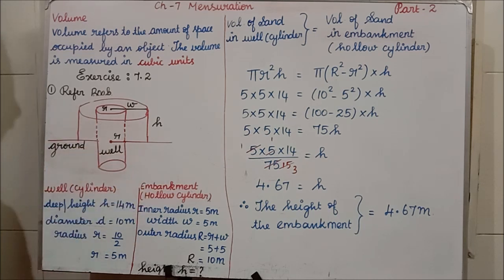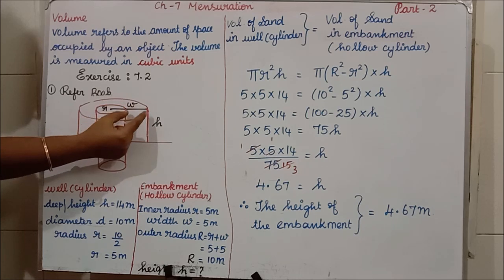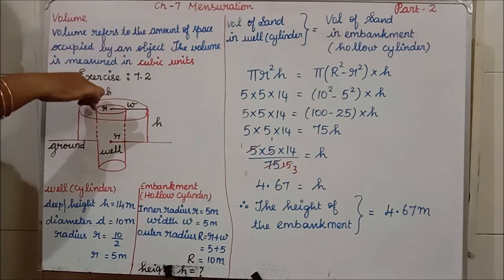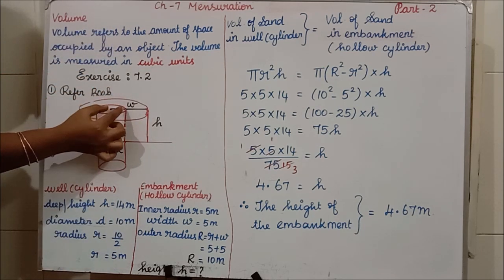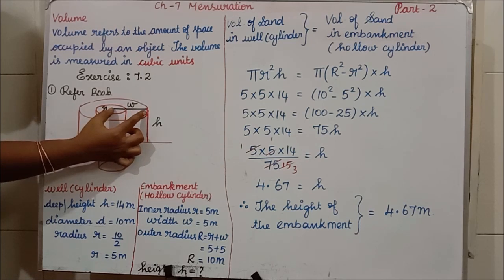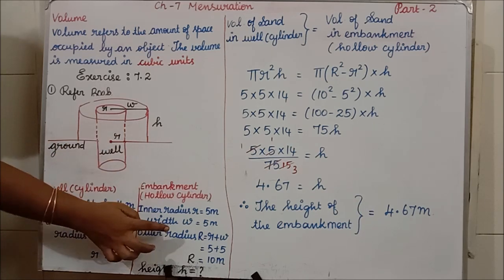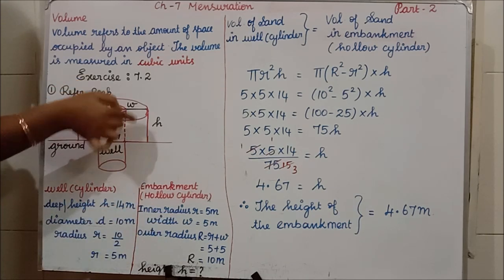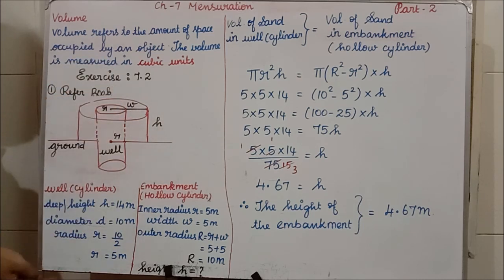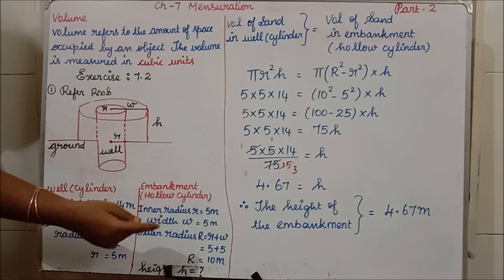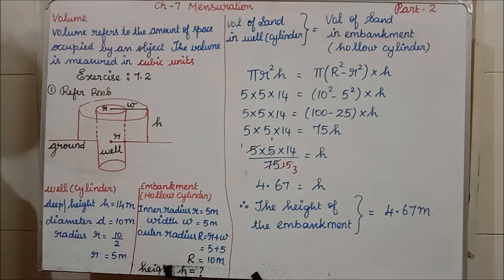Similarly for the embankment. Embankment means hollow cylinder, and they have given the width. The thickness of the embankment, the width, they have given as 5 meter. Already the radius of the well we know is 5 meter. So adding the two gives our capital R. Outer radius capital R equals inner radius plus width, so small r plus w. Small r is 5, width is also 5. So 5 plus 5 is 10 meter. Now capital R we have got as 10 meter.